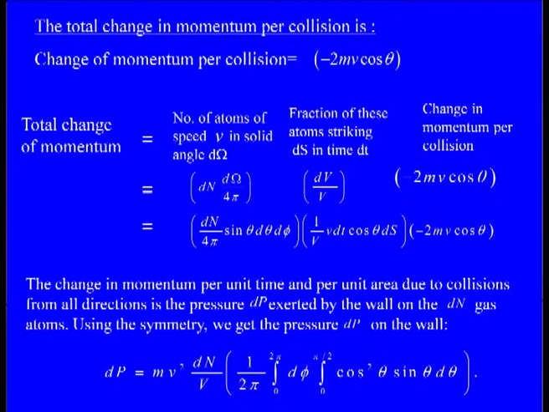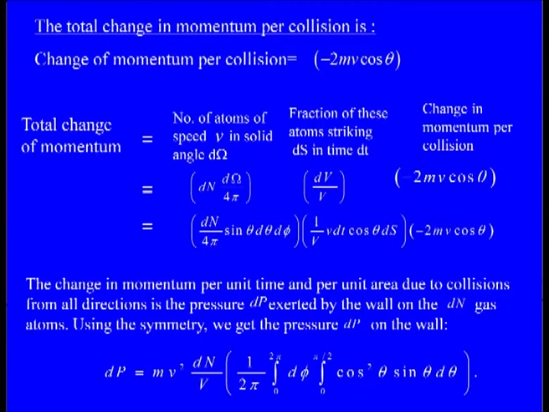Okay. So, the total change of momenta consists of 3 terms. The first term is the number of atoms of speed v in the solid angle d omega, which is dn into d omega by 4 pi, the fraction of these atoms striking ds in time dt, which is dV upon V, and the change in momenta per collision, which is minus 2 m v cos theta. So, we have got 3 terms, and if we multiply them together, we get dn by 4 pi sin theta d theta, which is nothing but the d omega, and dV, as we have already done, dV is v dt cos theta ds. So, 1 by V v dt cos theta into ds into minus 2 m v cos theta. So, finally, we got the total change of momentum per collision.